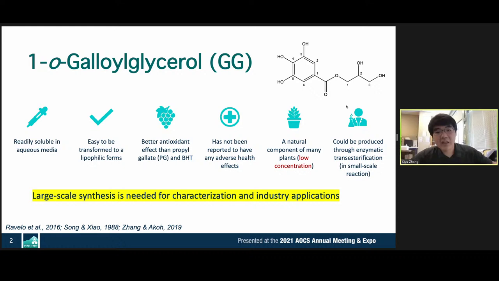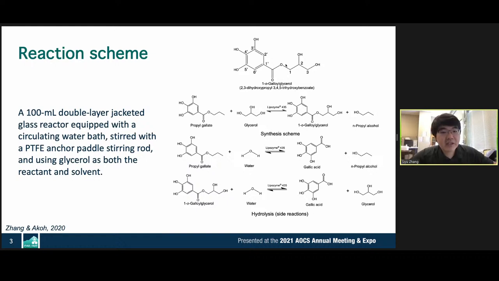In our previous work, we produced this compound through enzymatic transesterification on a small scale, but to characterize it and for industrial applications, large-scale synthesis is needed. And here's a reaction scheme, basically a glycerolysis between propyl gallate and glycerol. We used a 100 mL double-layer jacketed reactor for the reaction, and Lipozyme 435 was used as a biocatalyst.